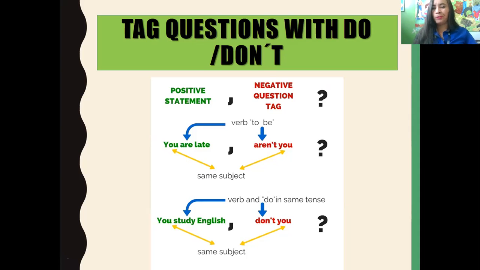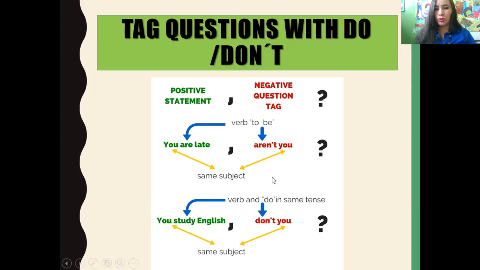Positive. Negative. Why? Because this is a positive statement. And when we have a positive statement, the tag question is going to be negative. As in the example we have here, "You are late" is a positive statement. It means that the tag question is "aren't you?" You are late, aren't you?